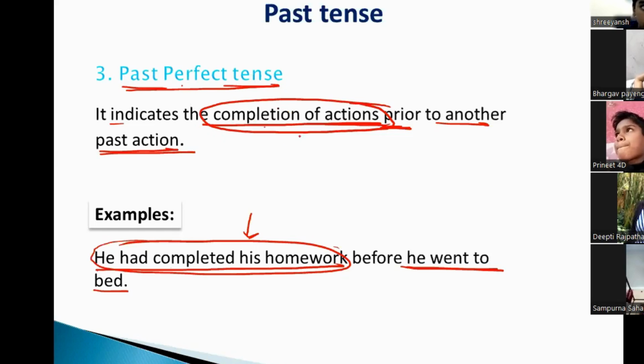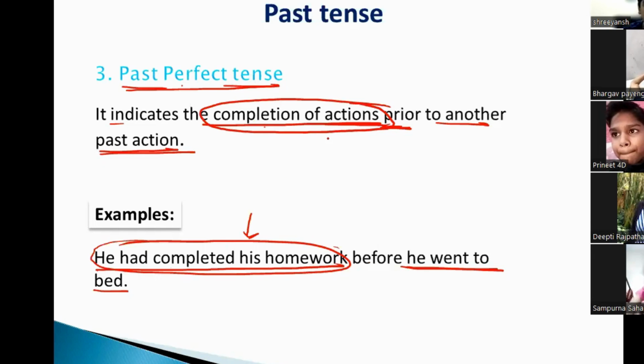Ma'am, means both sentences are in past tense? Yeah, both will be in the past. Both actions will be in the past tense only. The first action will be represented using past perfect tense. Like here, he had completed his homework before he went to bed.